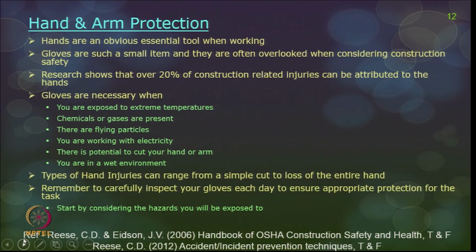The next is hand and arm protection. If you look at many of the organs, hands are an obvious tool while working. Most of the workers use hands. Without hands, they may not be able to do any work at the construction site. On the other extreme, gloves are a very small item which is often neglected at any construction site when it comes to safety, because workers try to handle something with bare hands. So, gloves are least often preferred, and hands are the essential tools when it comes to working at a construction site.